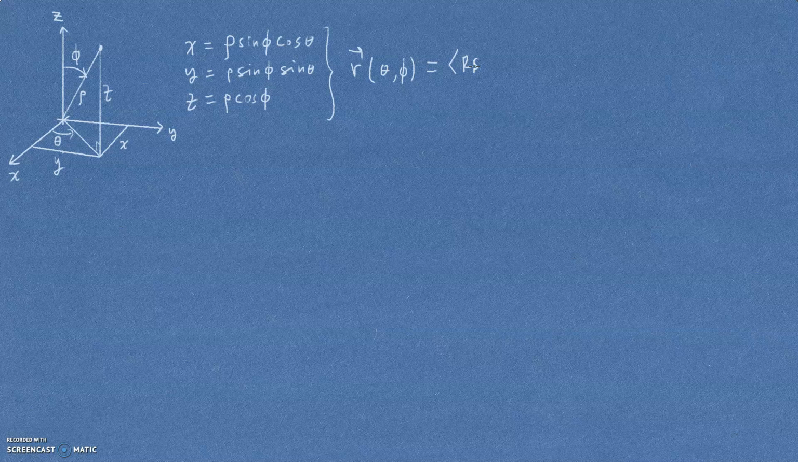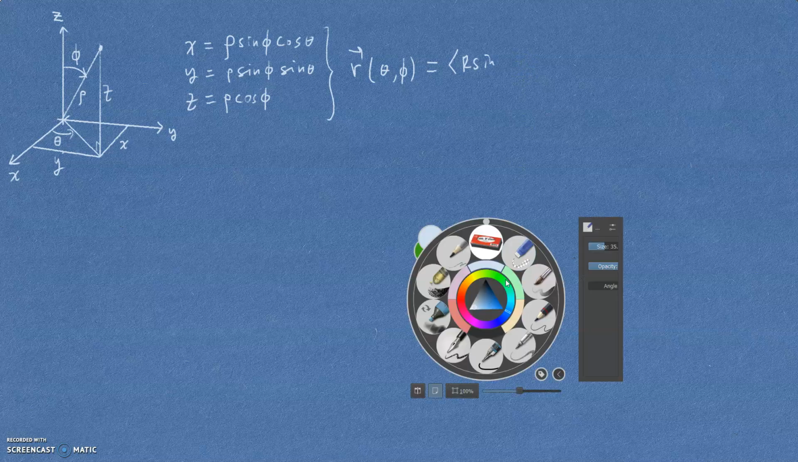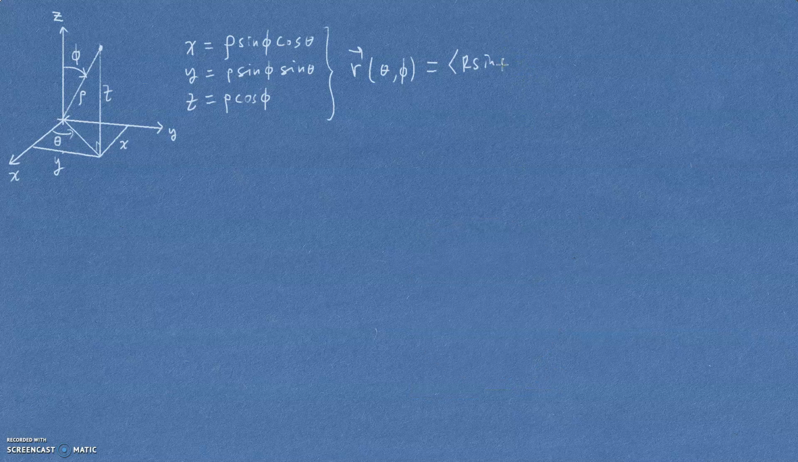So if I write R sine theta, cosine, excuse me, that should not be a theta, that should be a phi. So R sine phi cosine theta, comma, R sine phi sine theta. Lastly, R, capital R substituted in there for the rho again, cosine phi. All right, that is our parameterization.